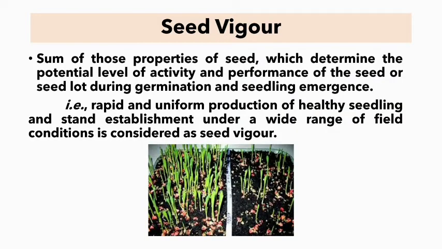Friends, today we are going to see Chapter 8, Part 4, Seed Vigor from Unit 3. First, let us see what is seed vigor. Some of those properties of seed which determine the potential level of activity and performance of seed or seed lot during germination and seedling emergence is known as seed vigor. That is, the rapid and uniform production of healthy seedlings and stand establishment under a wide range of field conditions is considered as seed vigor.